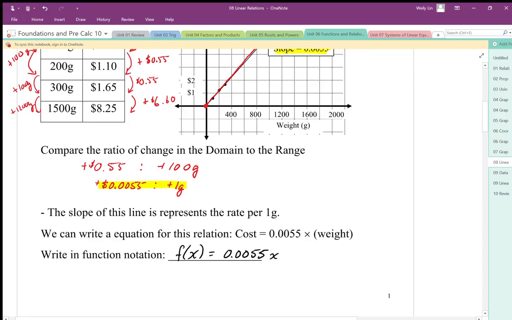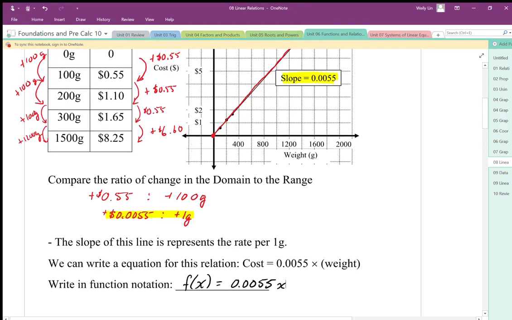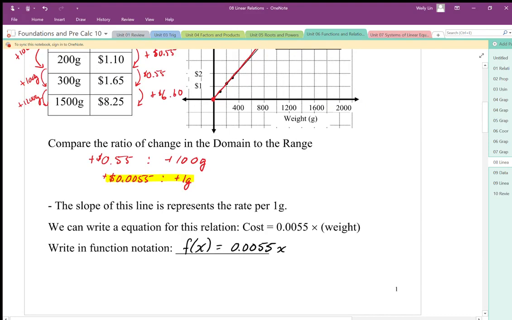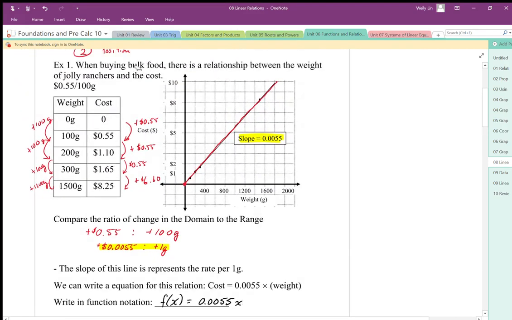So we can see if this works. I can plug in 100 grams. 100 times that number is going to give me 55 cents. Yeah, that looks like it's right. That's going to give me the correct output. So there's our function that we can use to describe this. We have this function described in words here, described in a table, described in a graph, and we come up with the equation for this relationship.